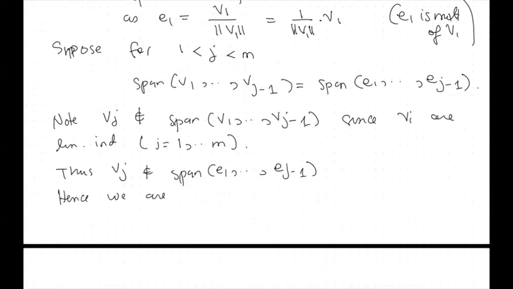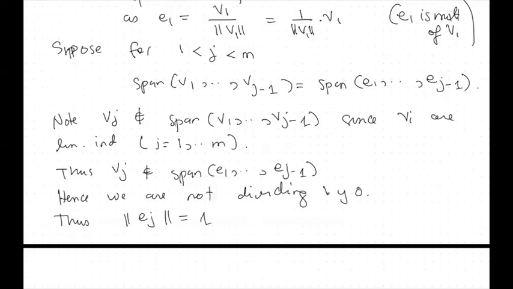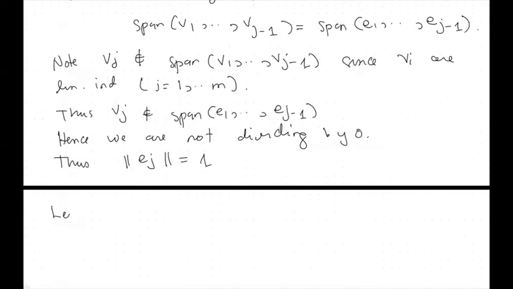We are not dividing by 0. And if you divide a vector by its norm, you produce a vector of norm 1, and thus e sub j has norm 1. So this is obvious. Now let us consider the following.